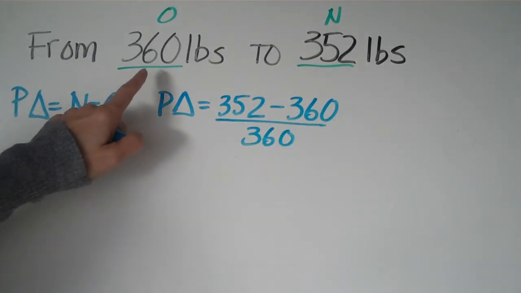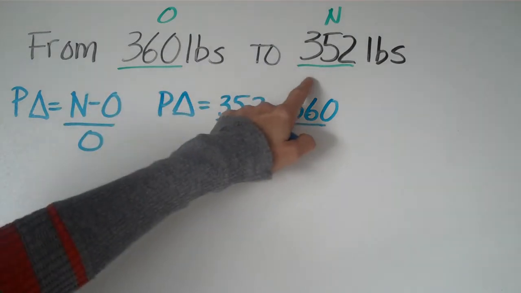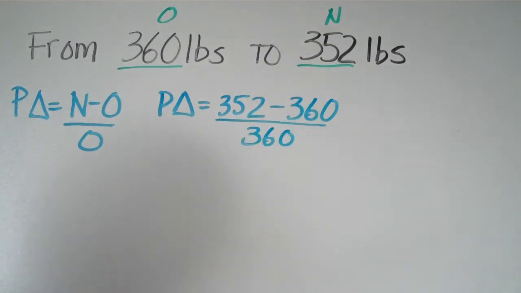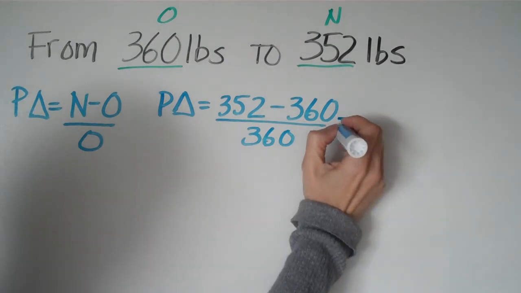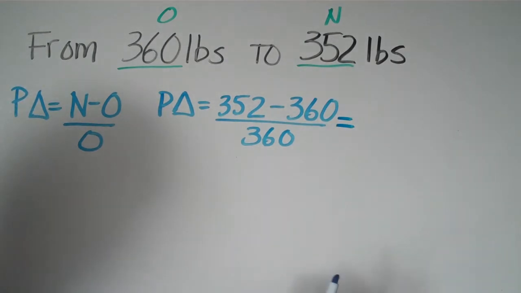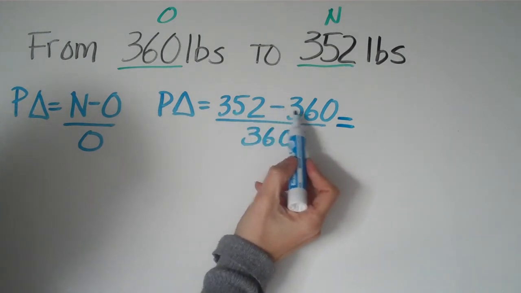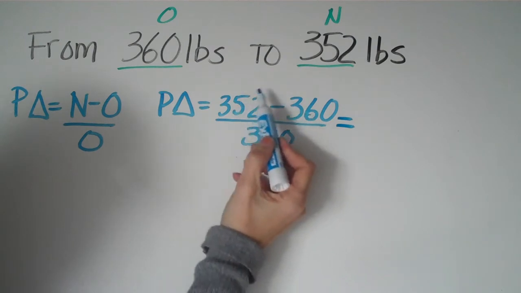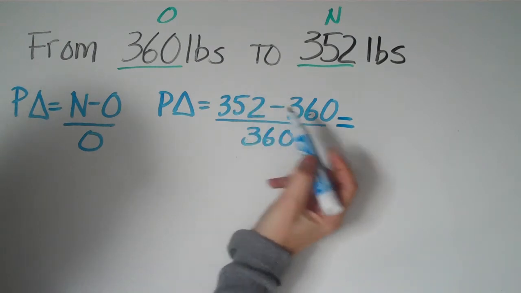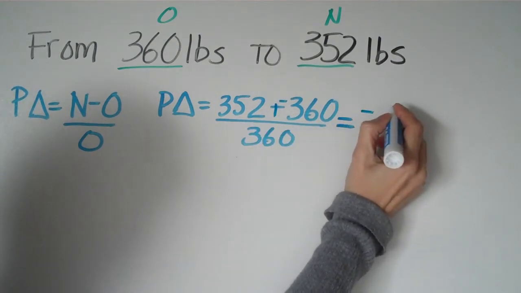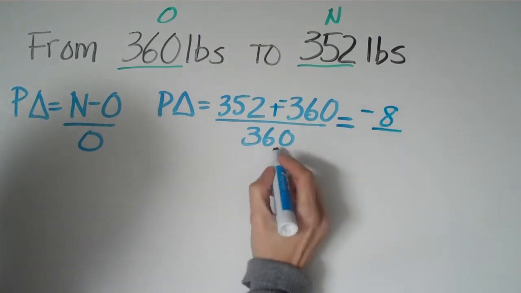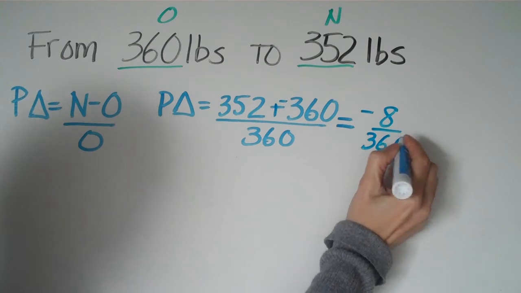Now, just logically, if you went from 360 to 352, that's a decrease, right? We went down in weight. So what we're going to have here is a negative answer. Whenever there is a decrease, you end up with a negative percent as an answer. So 352 minus 360, that's a keep change opposite thing. And what we end up, if we did that, we ended up getting a negative 8 over 360.